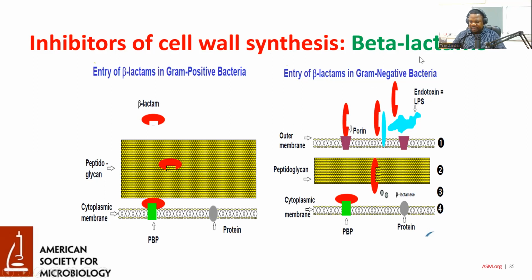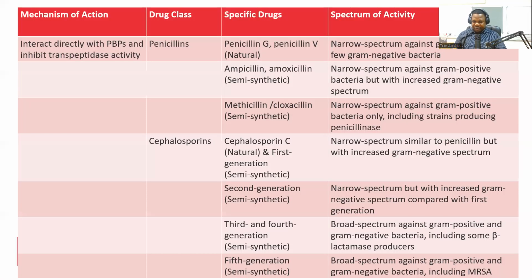But for the gram-negative, the antibiotic needs to pass through the porins or be taken by specific proteins that might play a role of transport to take it through. Then from here, it can diffuse and reach the PBP, that is the penicillin binding proteins.